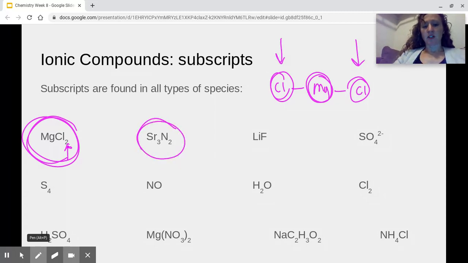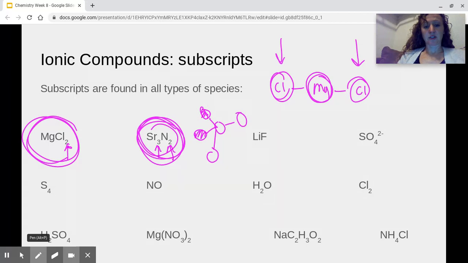So how many of each element would we have here for the strontium and the nitrogen? Well, we'd have 3 strontium and 2 nitrogen. So if we wrote it as separate atoms, we'd have 3 strontiums and we'd have 2 nitrogens.